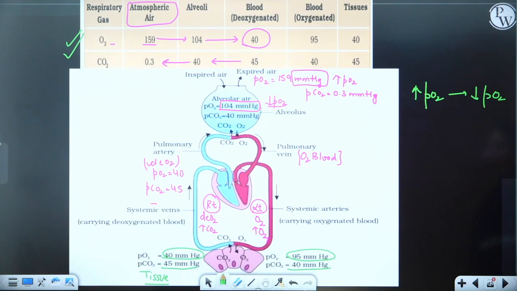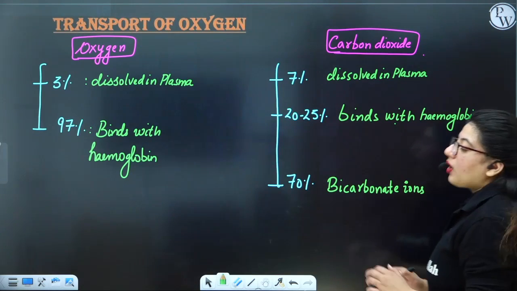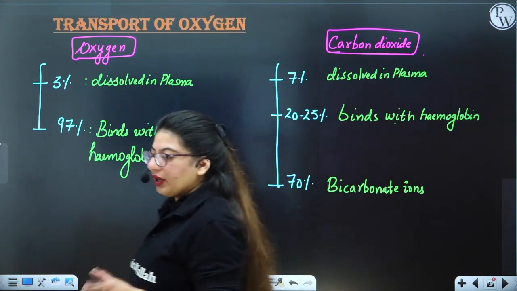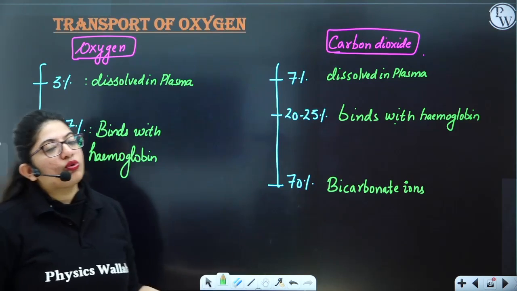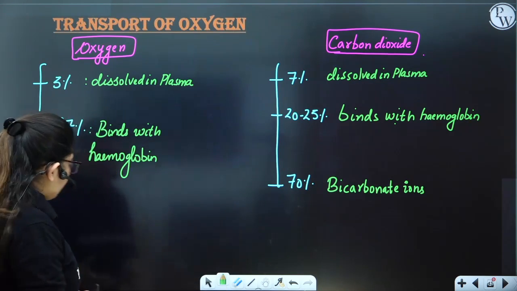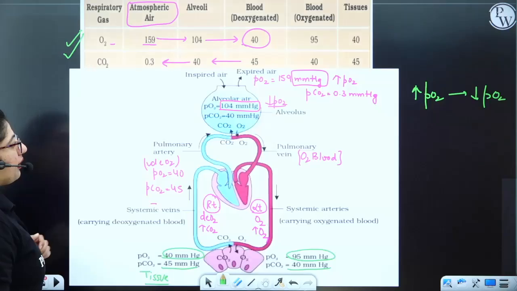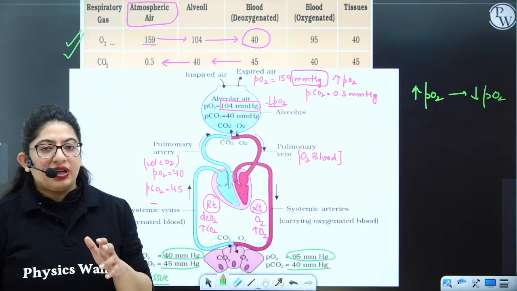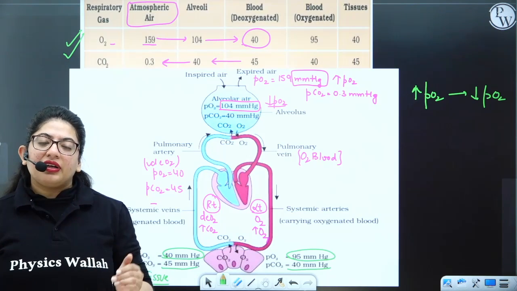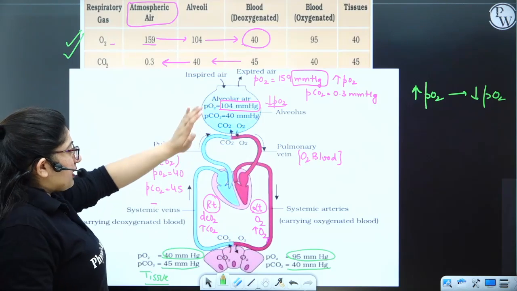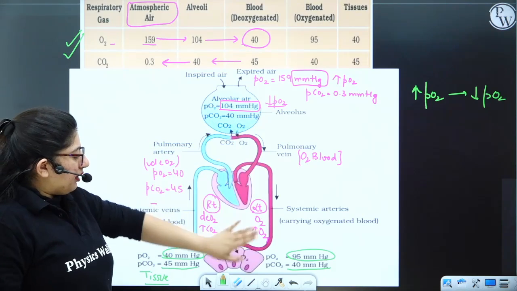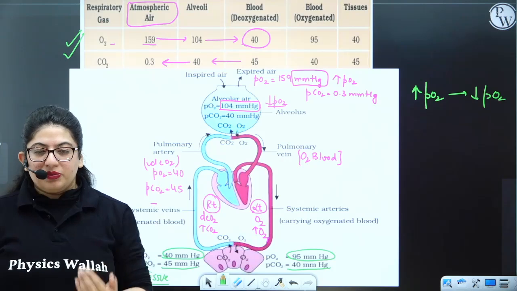Alright, moving further to next, and that is transport of gases. So here we are going to understand how the oxygen and CO2 now get transported. As we have already discussed the exchange, giving the oxygen and taking in the CO2 or vice versa, an exchange was taking place here and here due to change in the partial pressure.